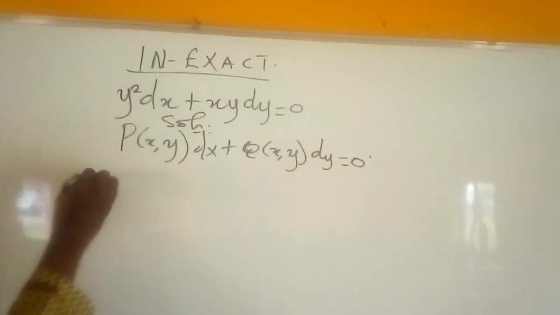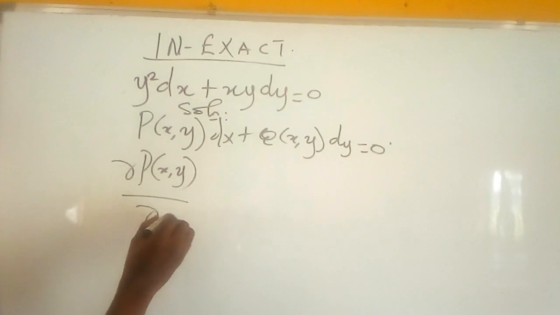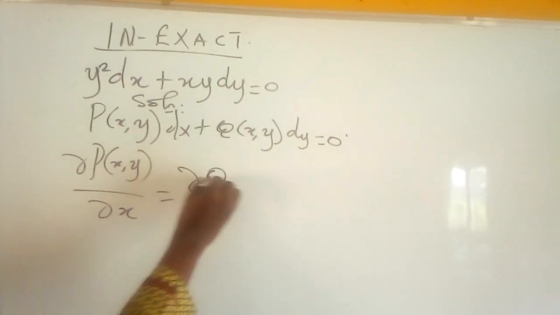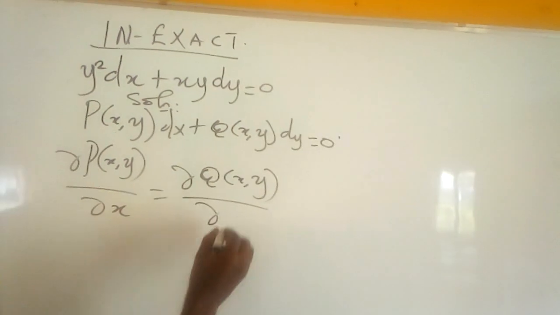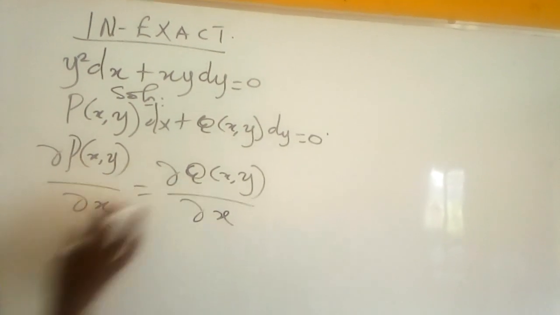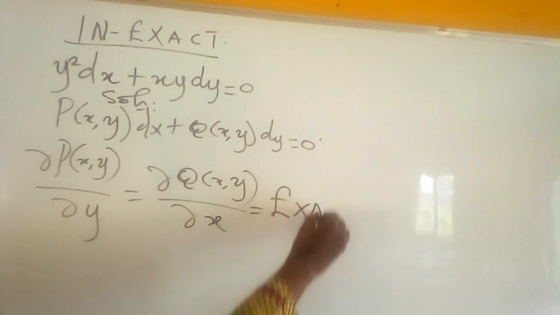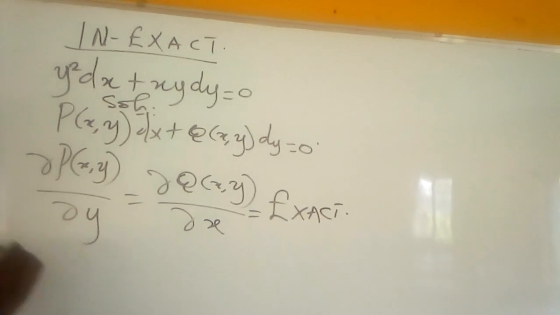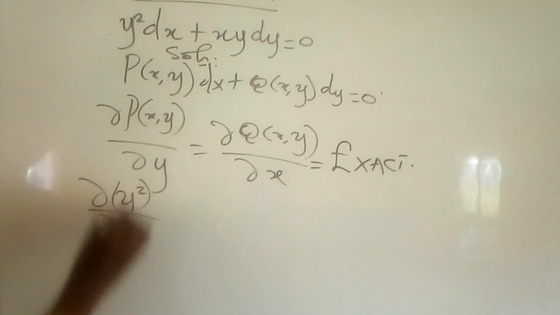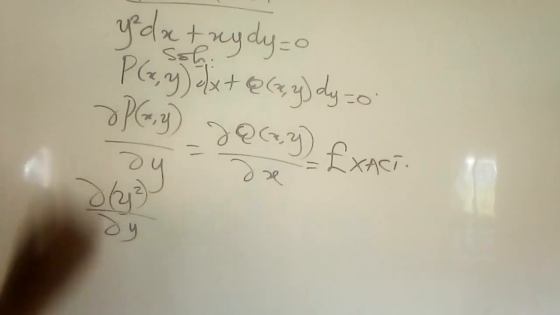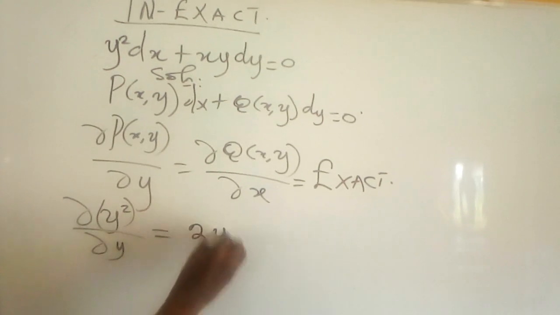So the partial derivative of p function of x comma y with respect to y is equal to the partial derivative of q function of x comma y with respect to x. This is the test for exactness. Now, we partialize y squared with respect to y. That is this y squared, it is equal to 2y.